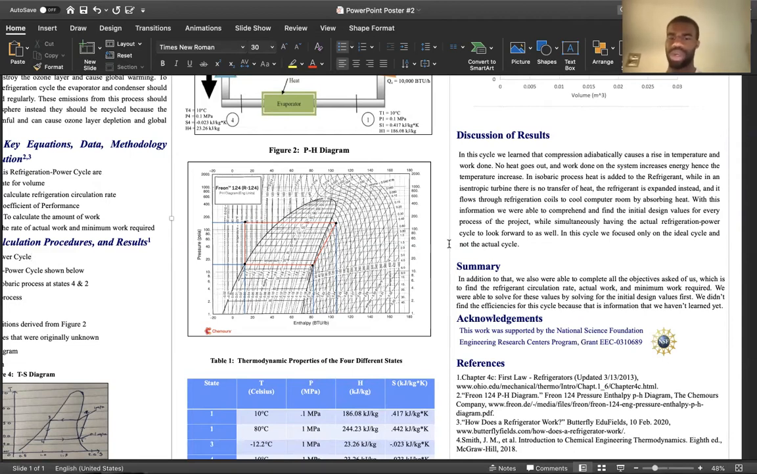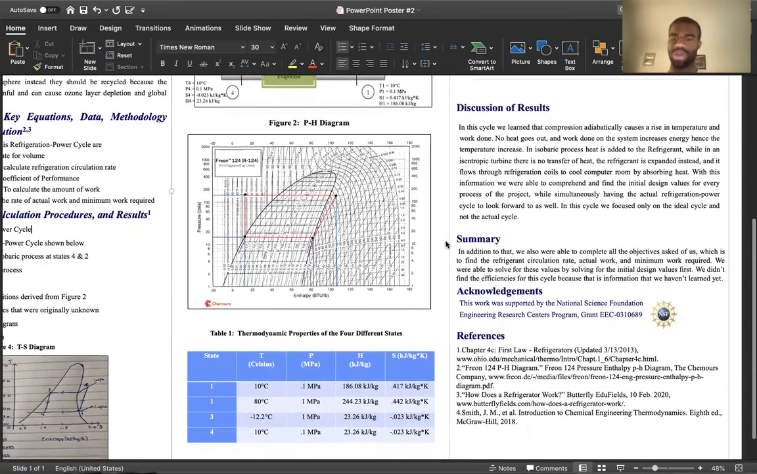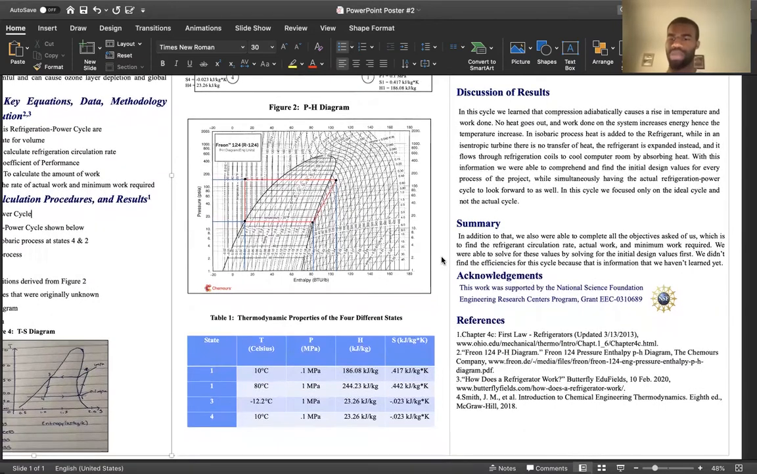With this information, we were able to comprehend and find the initial design values for every process of the project, while simultaneously having the actual refrigeration power cycle to look forward to. In the cycle, we focus only on the ideal cycle and not the actual cycle. In addition, we were able to complete all the objectives asked of us, which is to find the refrigerant circulation rate, actual work, and minimum work required. We were able to solve these values by solving for the initial design values first. We didn't find the efficiencies for the cycles because of information that we haven't learned yet.